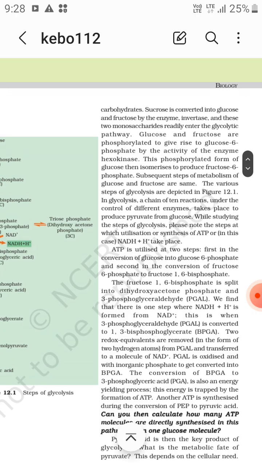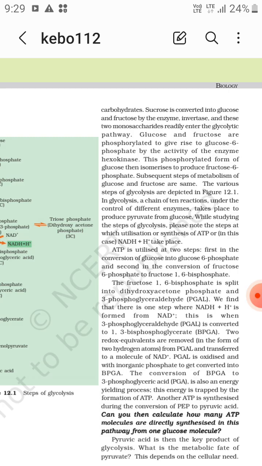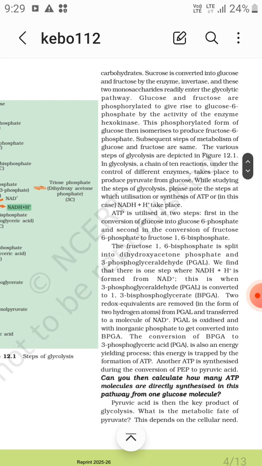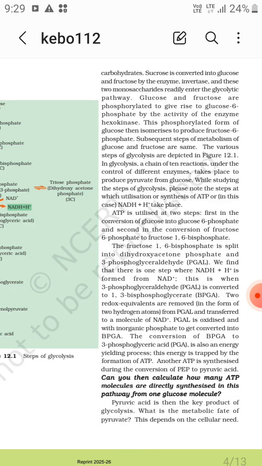So there is utilization or synthesis of ATP or NADH plus H plus during glycolysis. Now ATP is utilized at two steps. First, in the conversion of glucose into glucose 6-phosphate. Sucrose gets converted into glucose and fructose by the invertase enzyme. Then glucose is converted into glucose 6-phosphate by the enzyme hexokinase, which phosphorylates it.